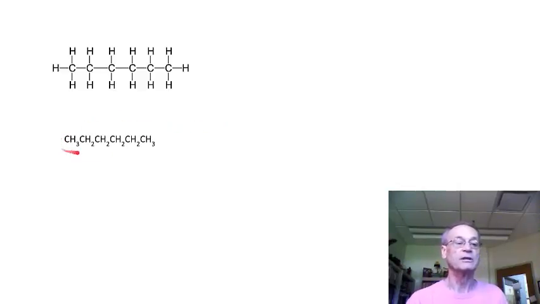This is the condensed form of hexane, so CH3, CH2, CH2, CH2, CH2, CH3, because this carbon has 3 hydrogens, this carbon has 2, this carbon has 2, and so on. Now, let's see if you can pause the video for a minute and then draw the line angle formula. Okay, so let's take a look at what it would look like.